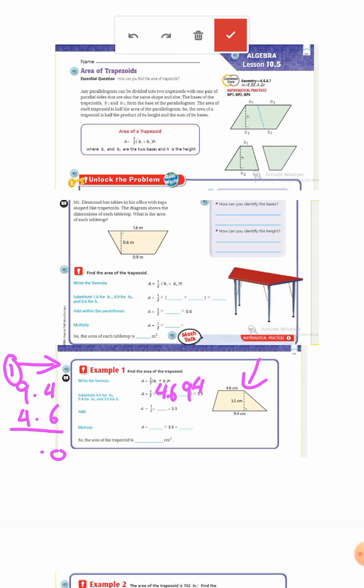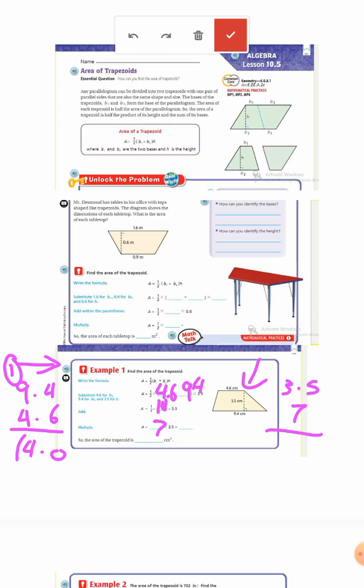Put down the decimal point, 1 plus 9, 10 plus 4, 14. So that we have here half, 14 multiply 3.5. The height is 3.5. Half 14 is 7. So we are going to multiply 7 by 3.5.